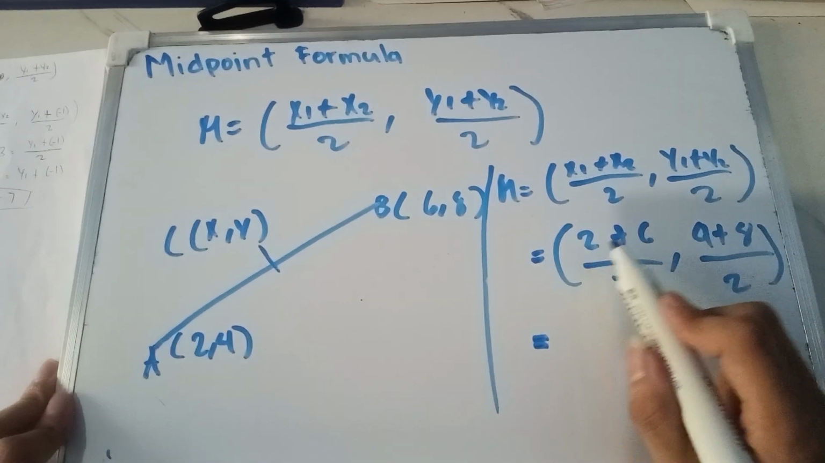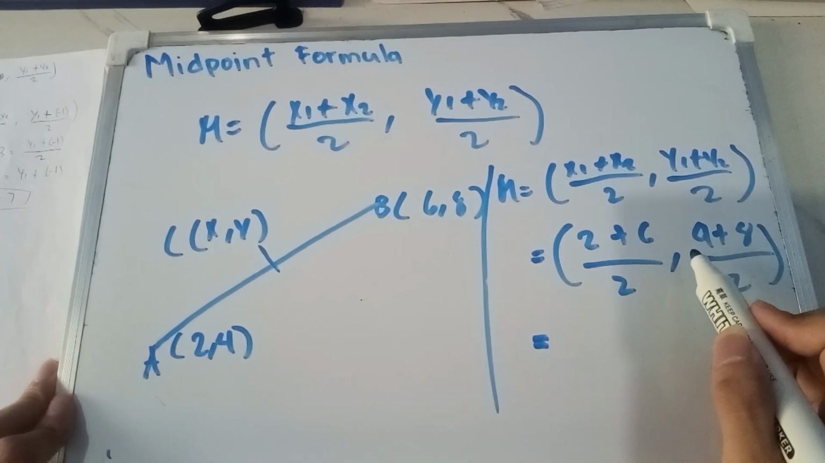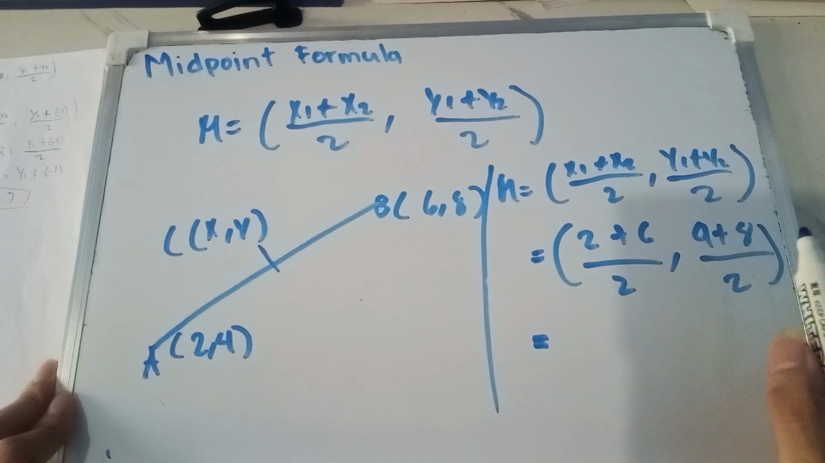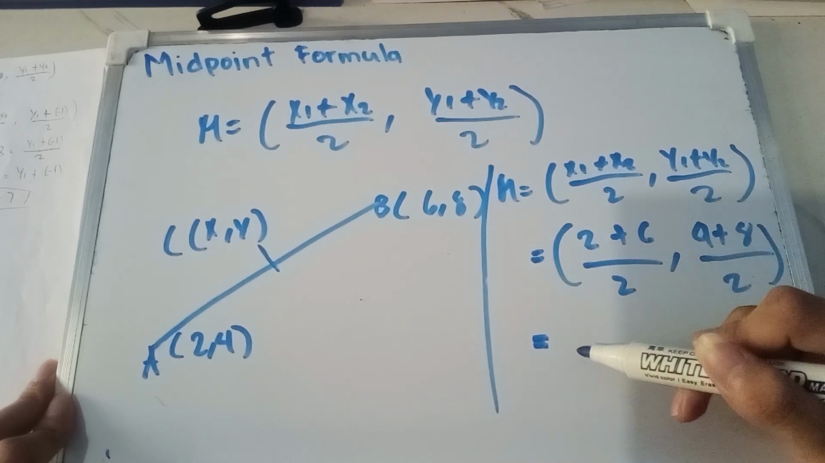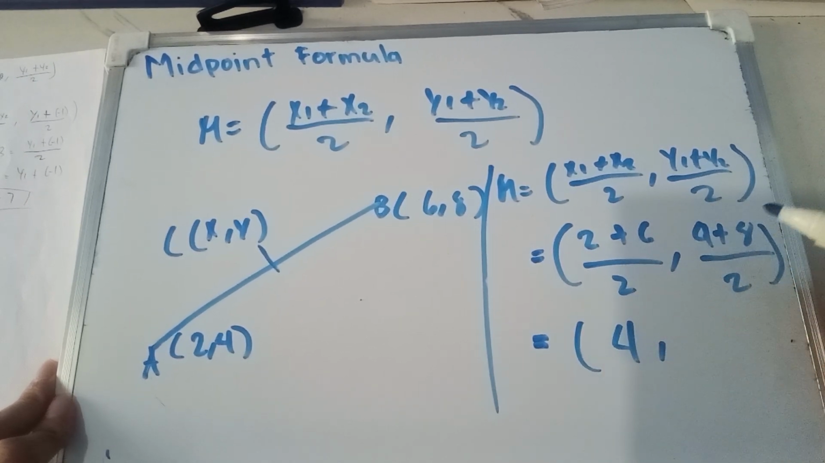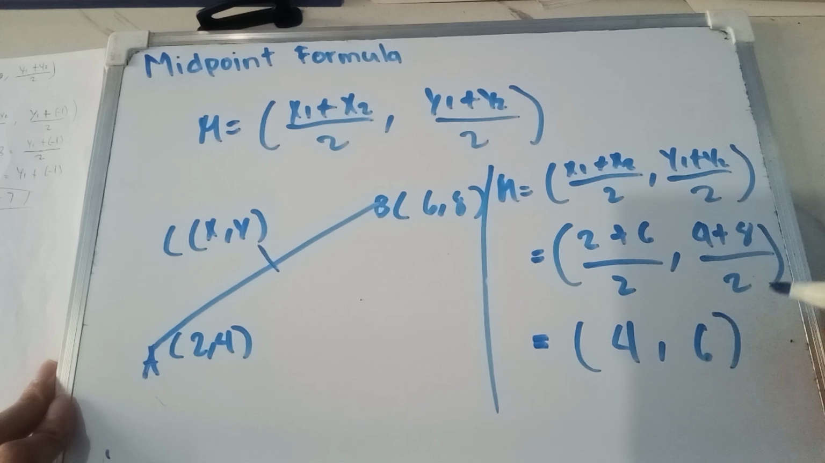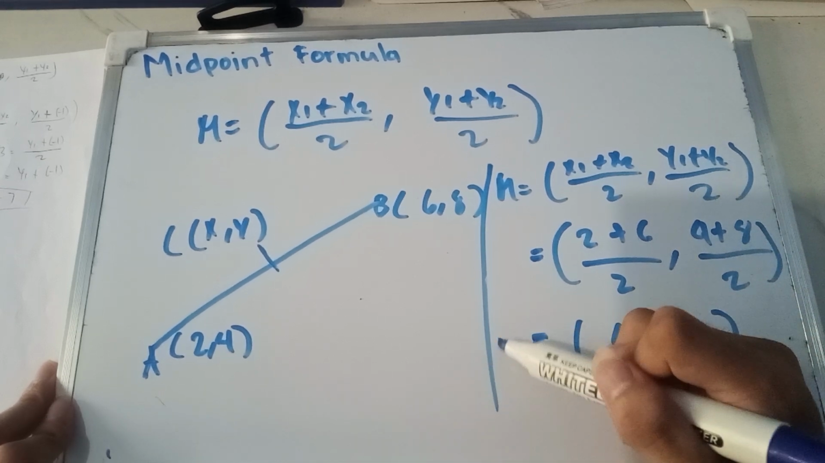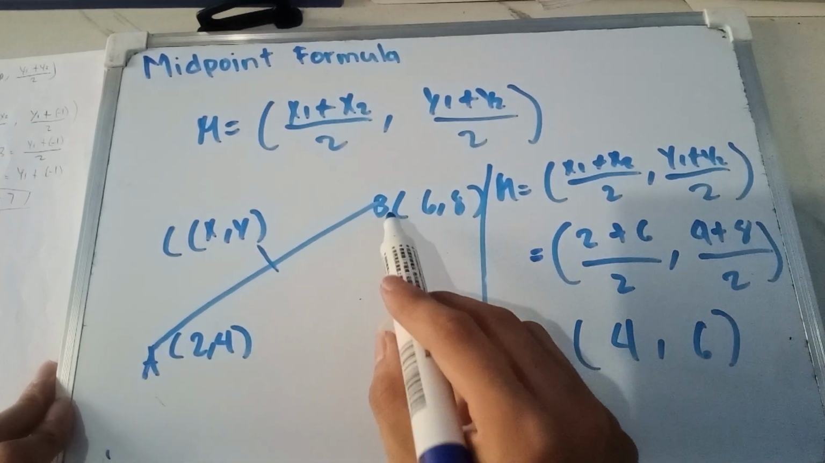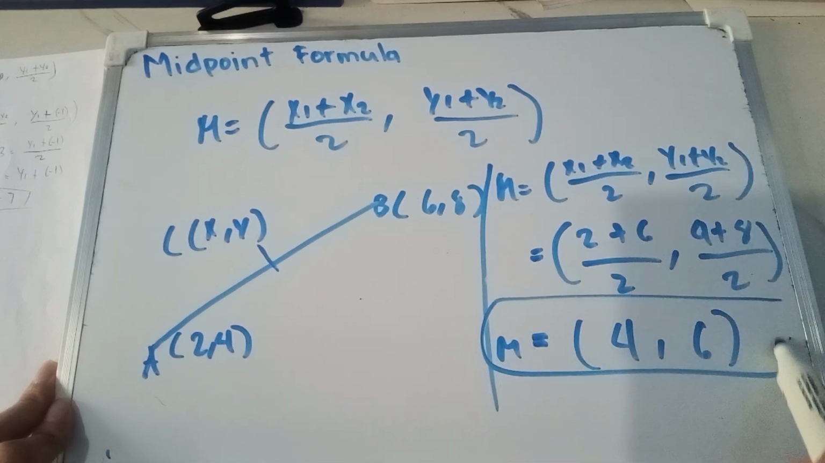Now 2 plus 6 is 8. Then divided by 2, that is 4. 4 plus 8 is 12, divided by 2, that is 6. Therefore, the midpoint of point A and point B is 4 and 6.